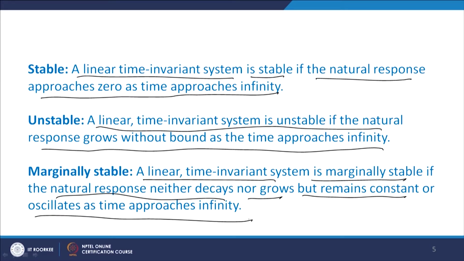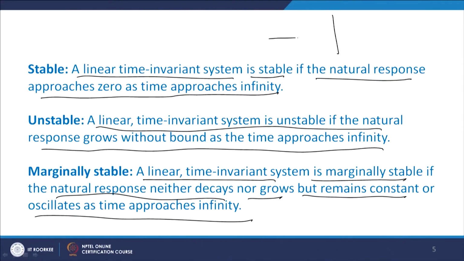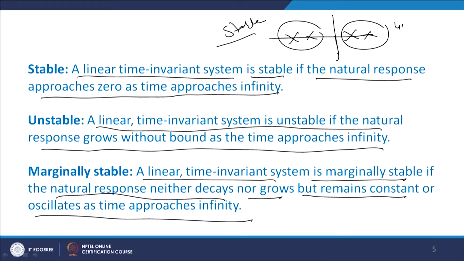Now these are different definitions of stability. In classical studies we have seen stability with respect to poles. That means we have seen that if the poles lie on the left hand side, this indicates stable. If they are lying on this side, this indicates unstable, but if it lies here, that is called marginally stable.